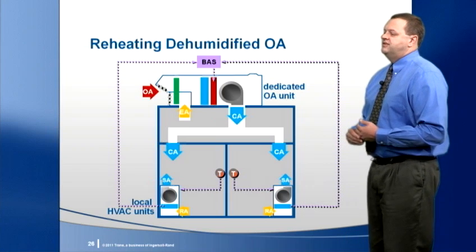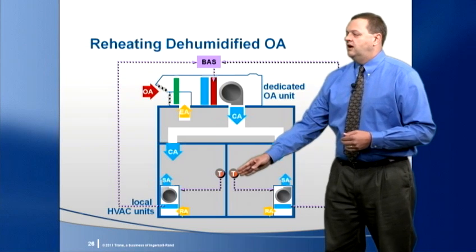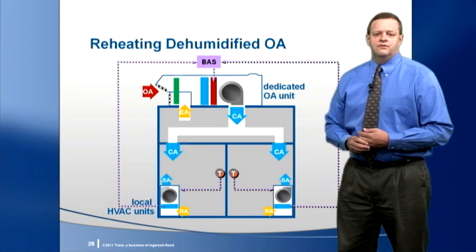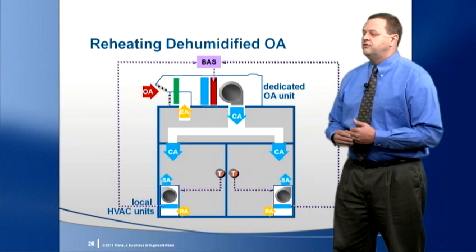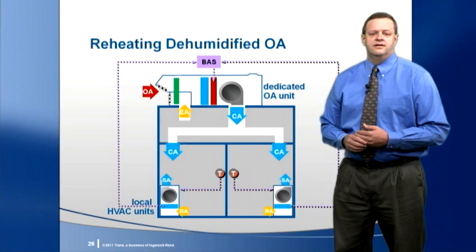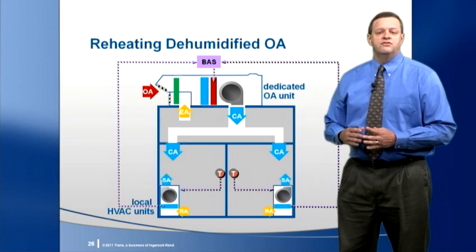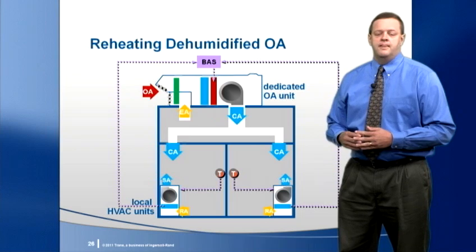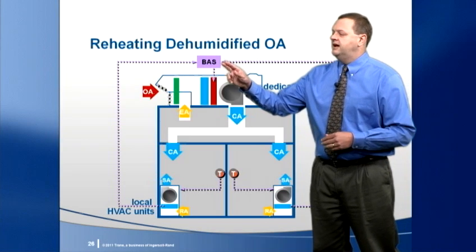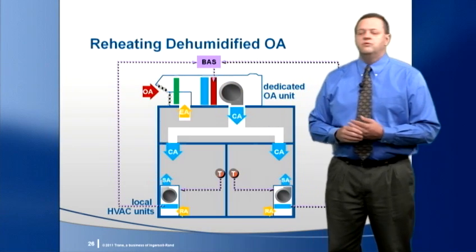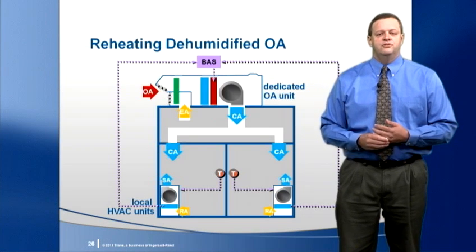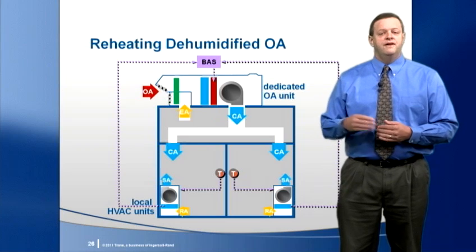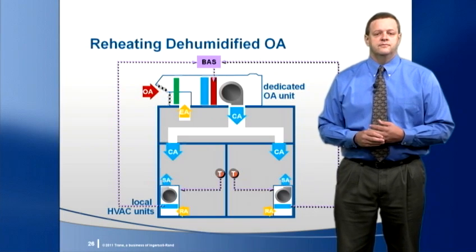Alternatively, a building automation system can monitor the temperature in every space that's served by this dedicated outdoor system and look for that one space where the temperature is closest to its heating set point. That's the space at most risk of overcooling. Based on this signal from the BAS, the dedicated outdoor unit can then increase its reheat capacity, resetting the leaving air dry bulb temperature upward just enough to prevent that coldest space from overcooling.